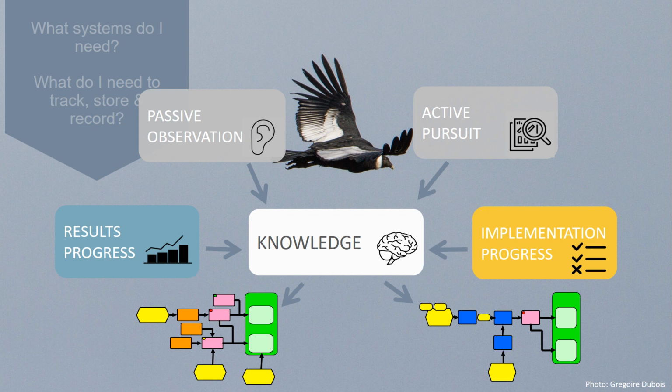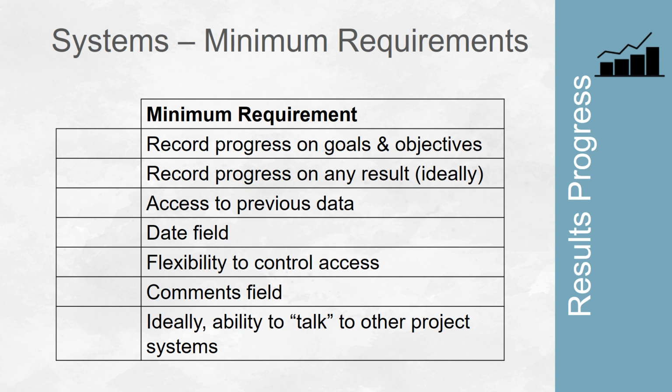So returning to our graphic about the different systems you will need, we just talked about systems for recording progress on implementing strategies and activities. Now let's look at systems for storing information related to progress toward achieving expected results. First, let's look at some minimum requirements again. There's a lot of overlap with what we saw in the implementation requirements.